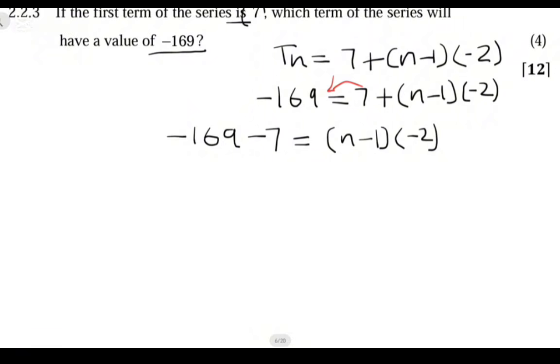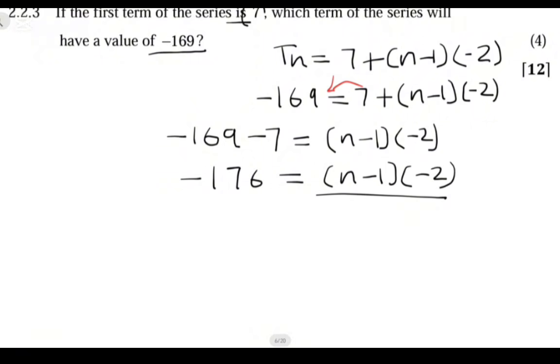And then if you work this in a calculator, negative 169, let me just confirm it. It's going to give you negative 176, which is equal to n minus 1, times negative 2. Then we can divide both sides by negative 2, and the negative 2 on the other side is going to cancel. If you divide these two, you're going to get 88 on this side.